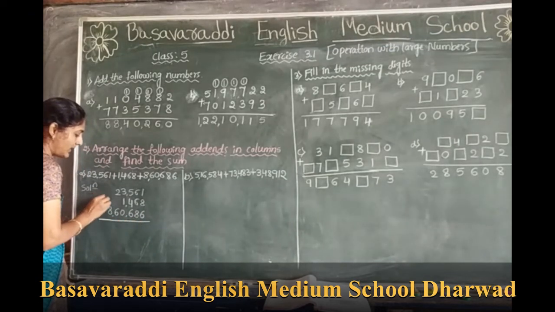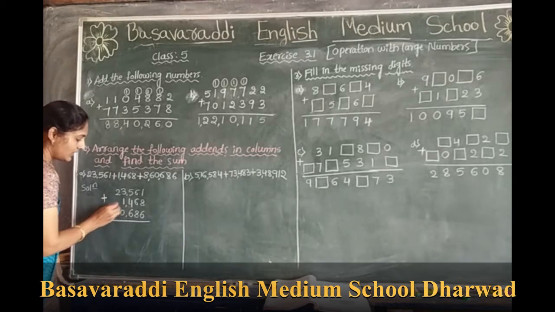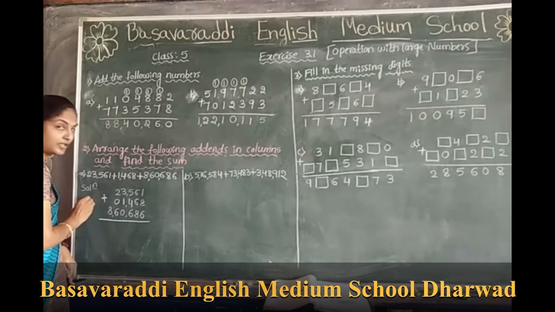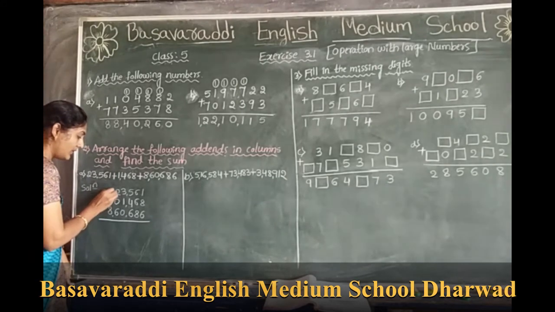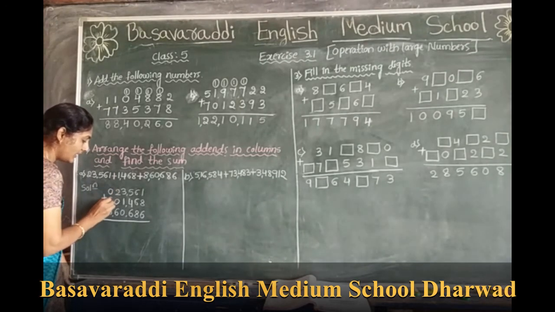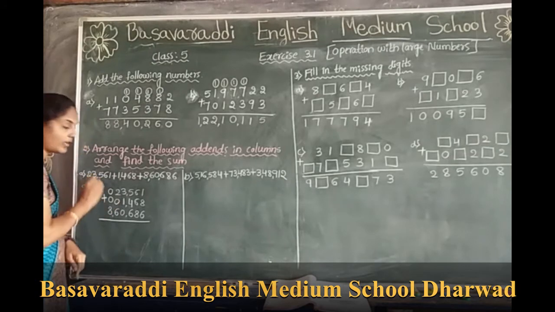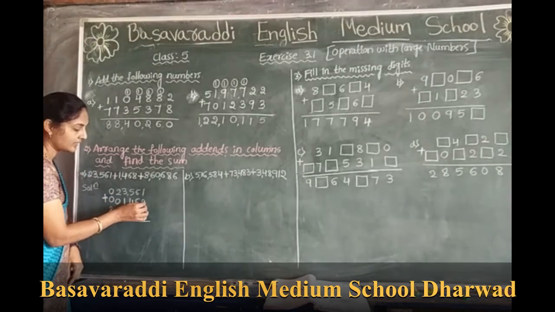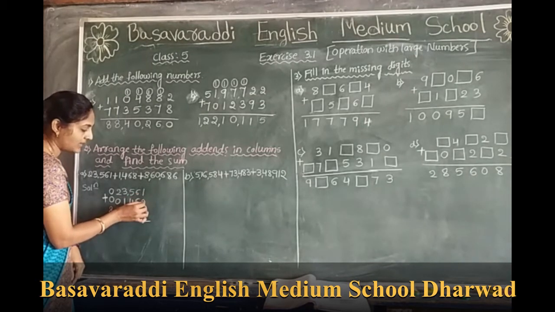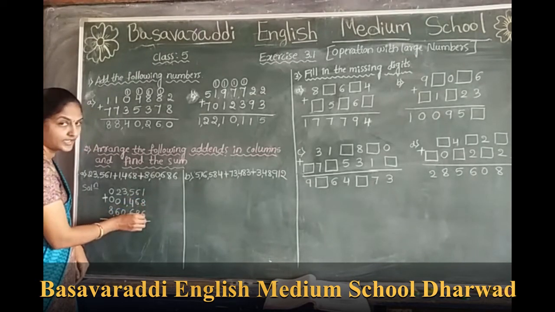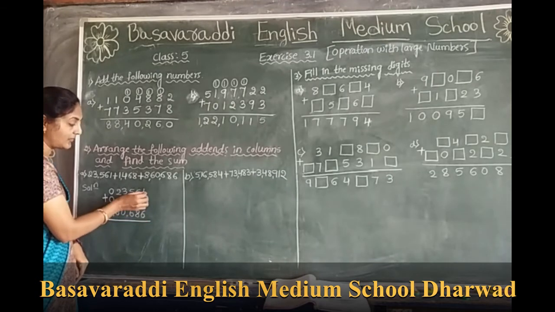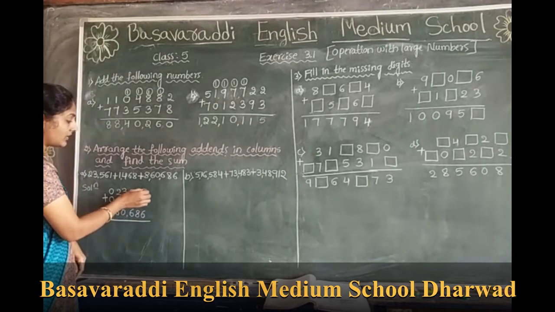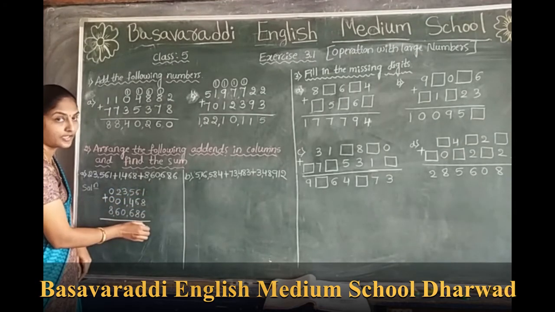This symbol shows the addition. Okay. Put the 0 in the missing places. Why? Because it is very easy to add the numbers there. 1 plus 8 is 9. 9 plus 6 is, there are the 3 addends. The first one addend, second one addend, third addend. Add all the 3 addends there.